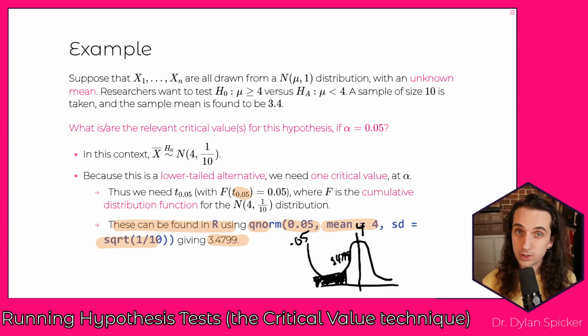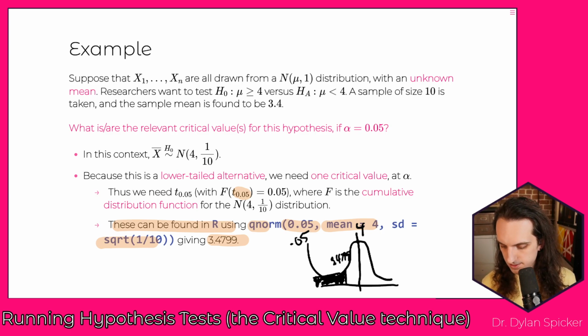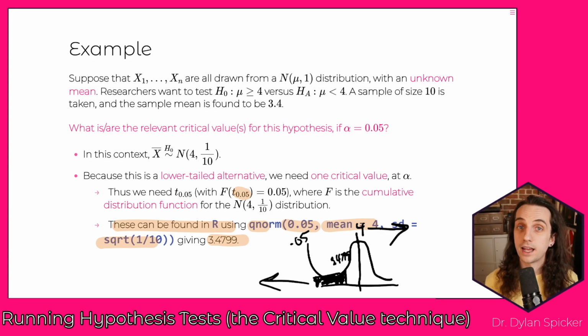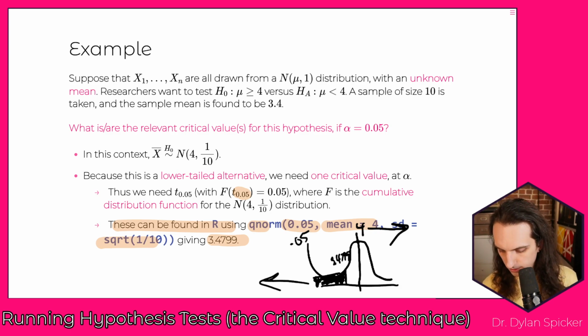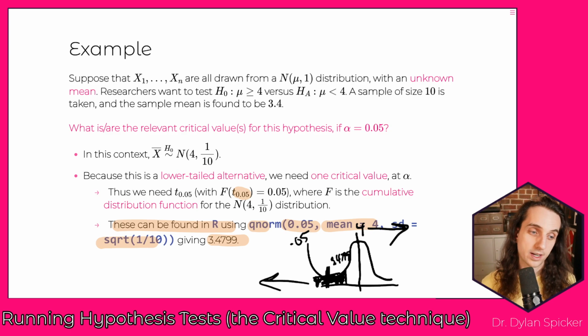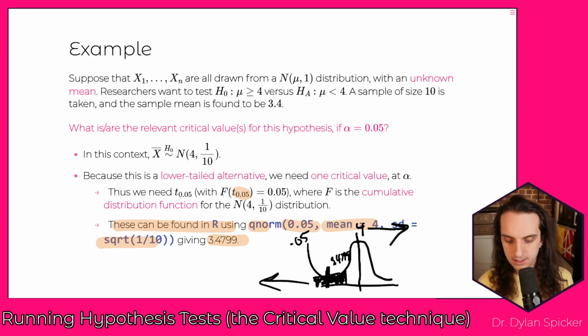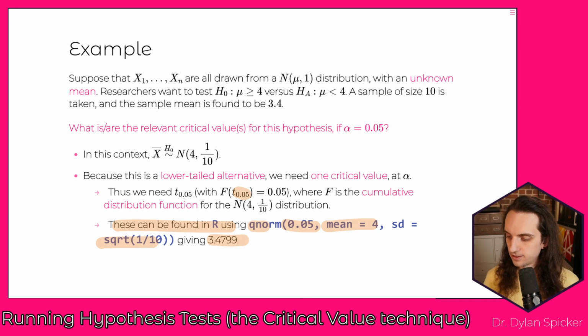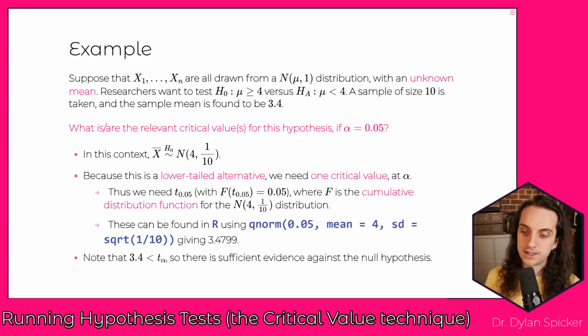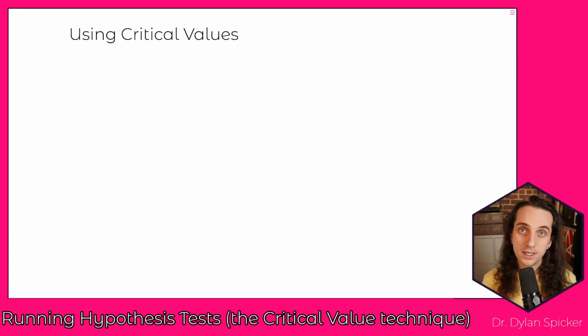And in particular, we only have one tail because the null hypothesis is it's 4 or greater, right? And so anything that falls sufficiently far this way is going to be evidence against. And we're observing it at 3.4, which actually falls into this red mark here. And so because of that, we've observed evidence against the null hypothesis, right? So we observe something that is more extreme than the critical value. Since 3.4 is less than our critical value, there is sufficient evidence against the null hypothesis, okay?